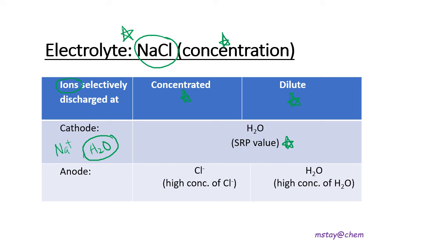While for the anode, both Cl negative and water will be attracted to the anode. However, if the concentration of NaCl is higher, Cl negative will be selectively discharged. But if the sodium chloride that we use is dilute sodium chloride, water will be selectively discharged due to the concentration of Cl negative being too low. So with this simple table, I hope that you can get the difference between the electrolysis of concentrated NaCl and also dilute NaCl.